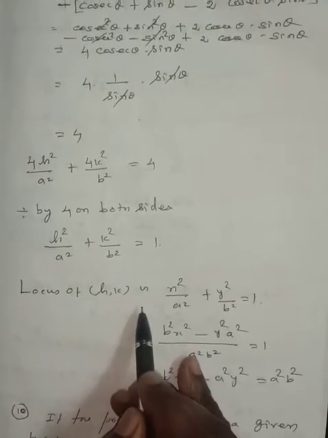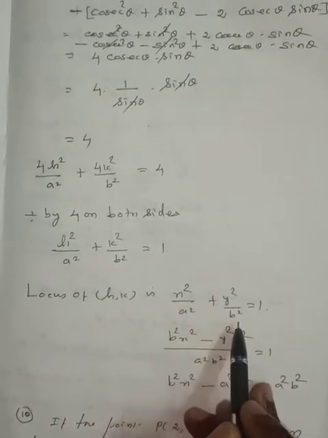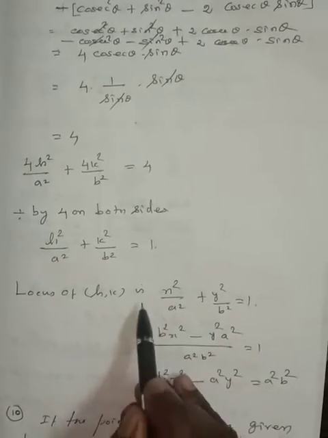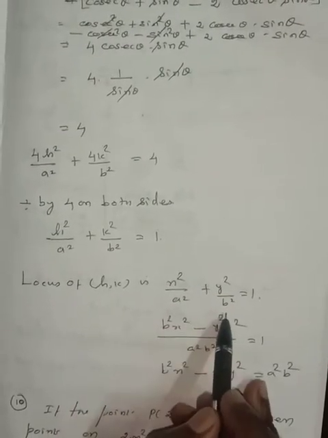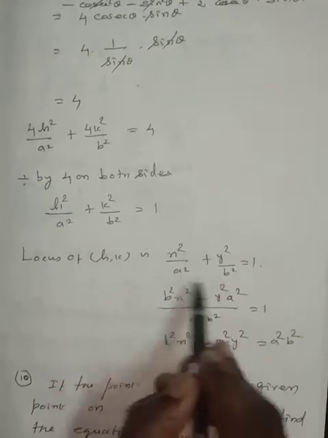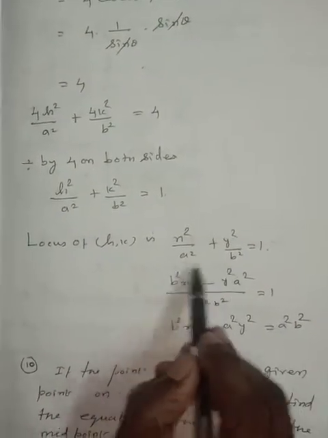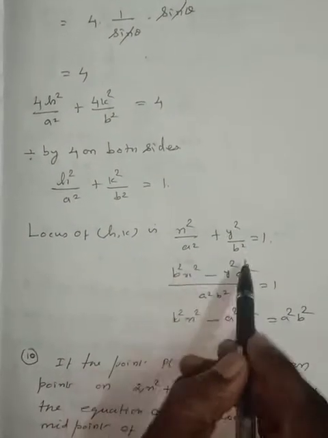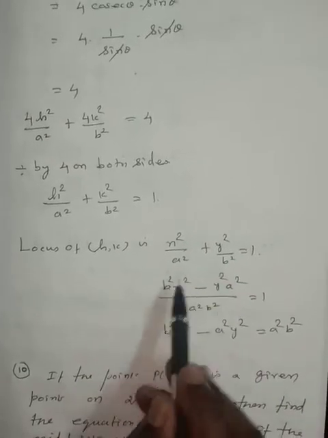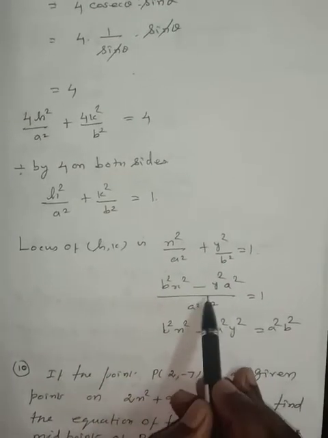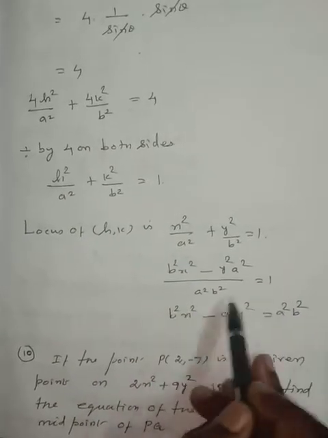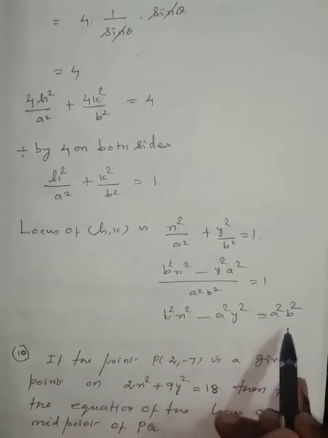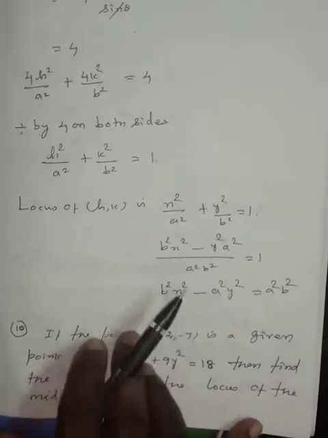The locus of (h, k) is x square by a square plus y square by b square is equal to 1. Now take the LCM. The first term has denominator a square, the second term has denominator b square, so they are different denominators. Therefore, taking the LCM, a square b square is the LCM. Now cross multiplying, we have (b square x square minus y square a square) divided by a square b square is equal to 1. Now cross multiply a square b square into 1. We have b square x square minus a square y square is equal to a square b square.